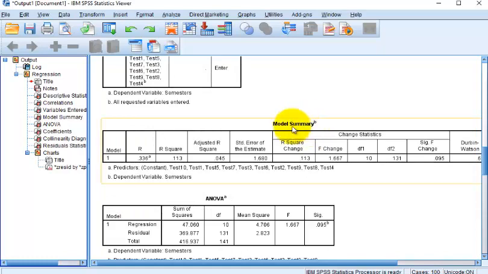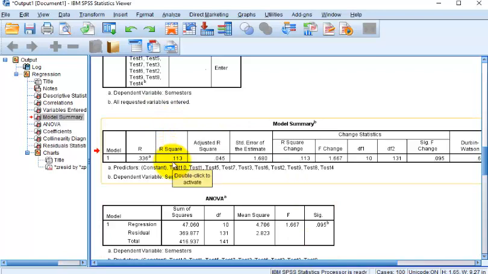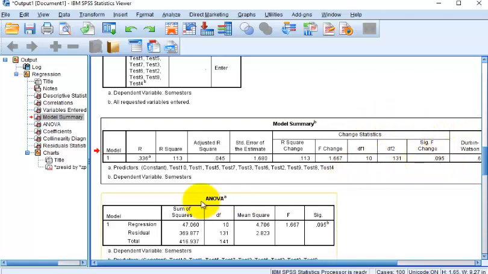But here's our money box, our model summary. So her R squared is 0.113. Let's see if that's significant or not. And unfortunately, it is not, right? The significant change is the same as the ANOVA down here. The ANOVA tells us if the regression model that she built is significant or not. And unfortunately, it is not. This number has to be less than 0.05.